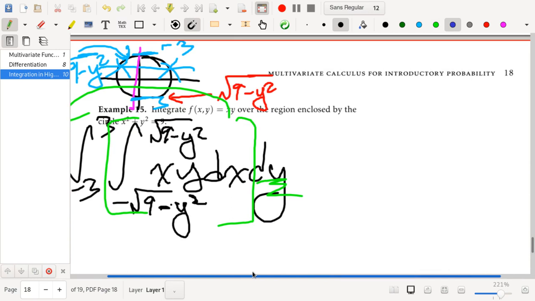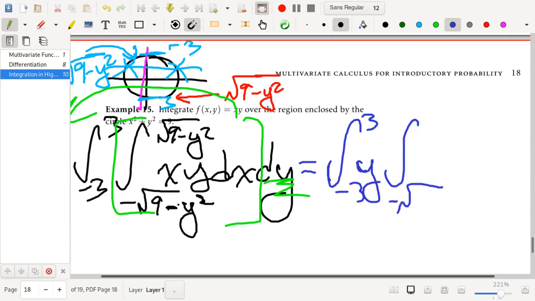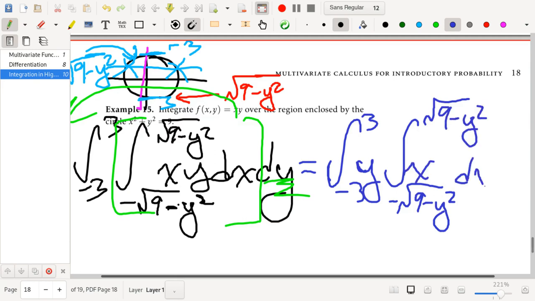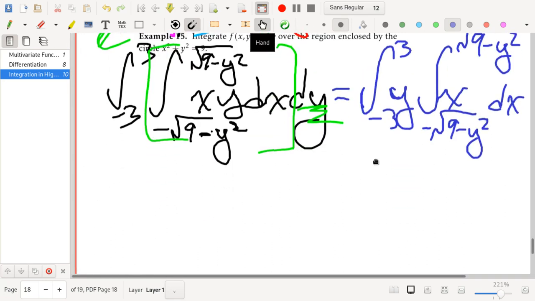Okay, so when I work with this, this is going to be the integral from negative 3 to 3, and we have y, and then we have the integral from negative square root of 9 minus y squared to the square root of 9 minus y squared x dx dy. And you can probably see where this is going.